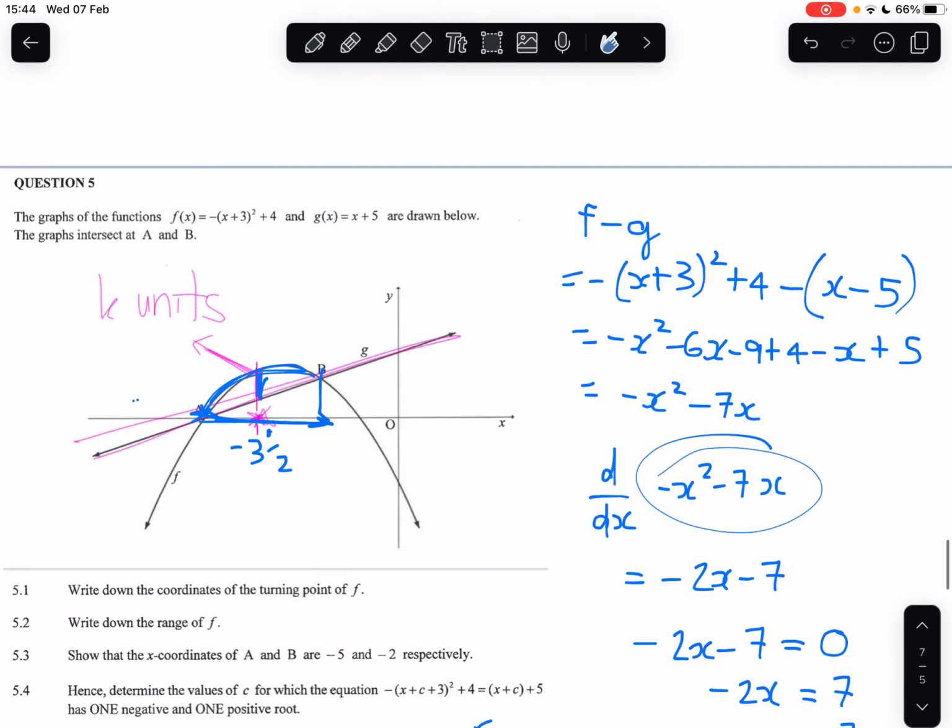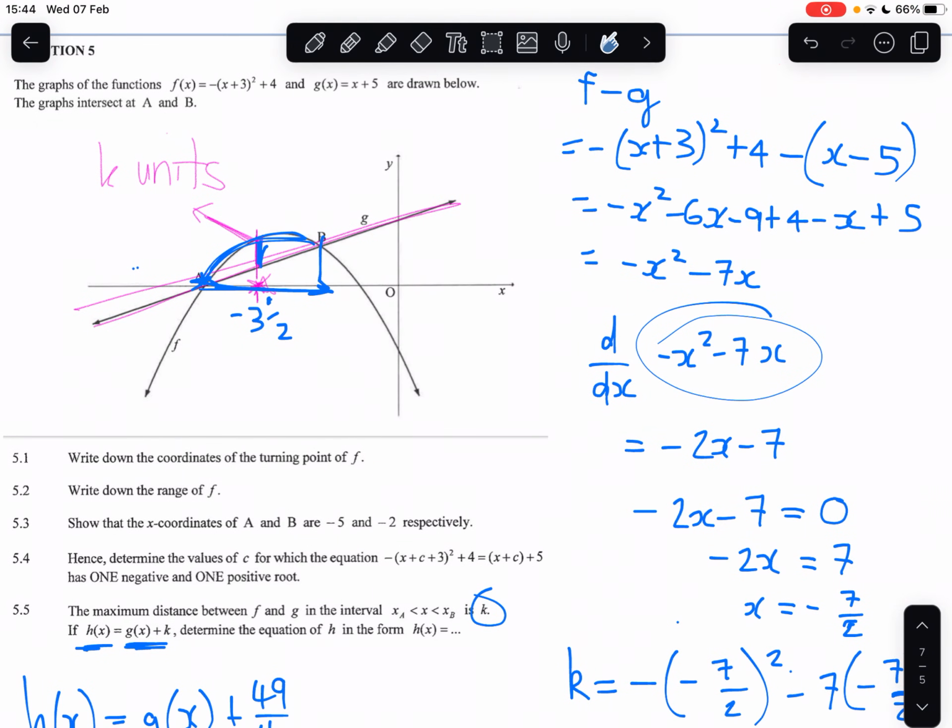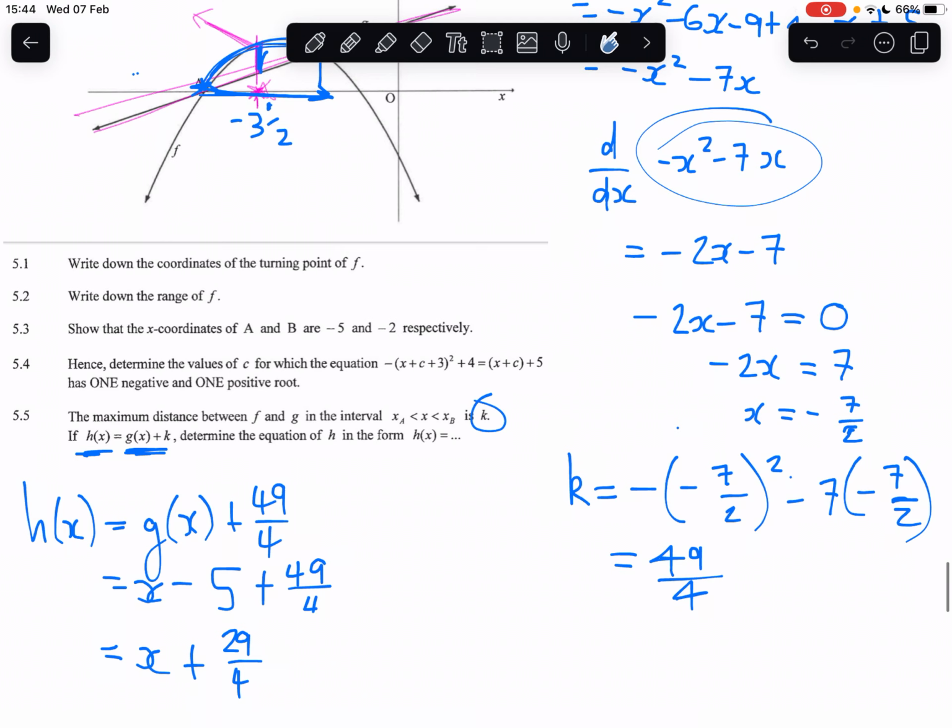Awesome. And then for the last question, we have h of x is equal to x plus 7¼. Yes, 7¼ is the same as 29 over 4. Awesome. Yes. Great. Lovely. Cool.